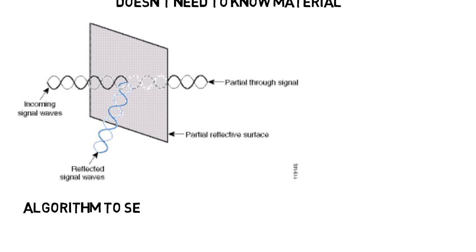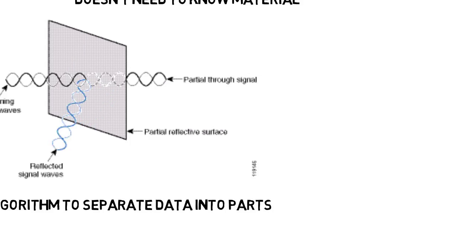Researchers had to write an algorithm that separates data into parts based on how surfaces distort waves. Researchers want to combine this technology with machine learning in the future to see through walls and recognize objects in an easier way than ever before.